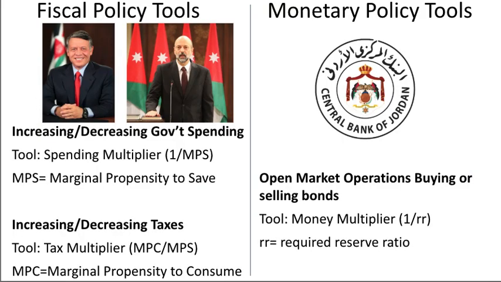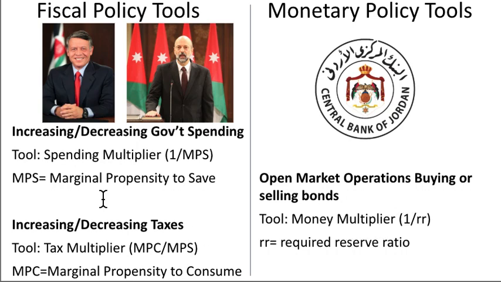And when we want to determine how much specifically a government should increase their spending, or what quantity or size of bonds the central bank should buy or sell, we want to use the two multipliers that we know. So either the spending multiplier, 1 over MPS, or the money multiplier, 1 over RR.